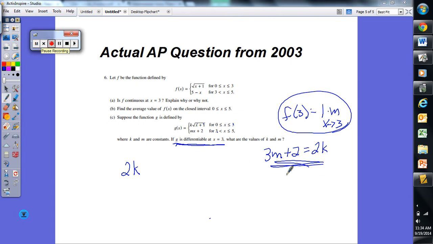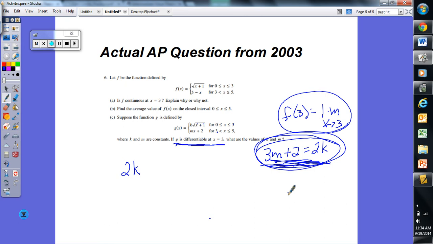Okay, so we got this far. This is all you can do up until now. We're going to have to start talking about derivatives of this because the derivatives have to be equal as well. But as long as you understand that 3m plus 2 must equal 2k, then you understand continuity, and we have done our job for this section.